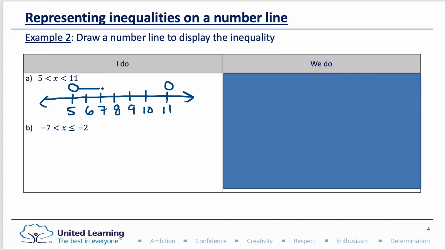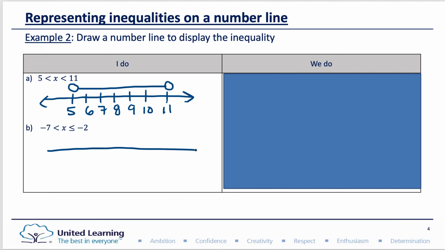And I need all the possible values in between, so I need a line to represent that. See how it says x is larger than 5, so you go to the right of 5, but I'm also less than 11, so I go to the left of 11, meaning all of these values in between are what satisfies this inequality. This one's really similar.